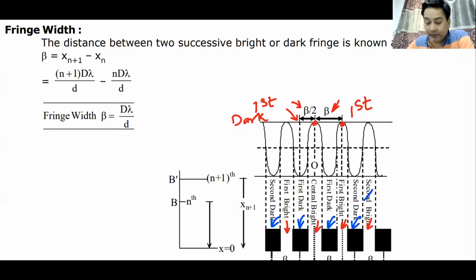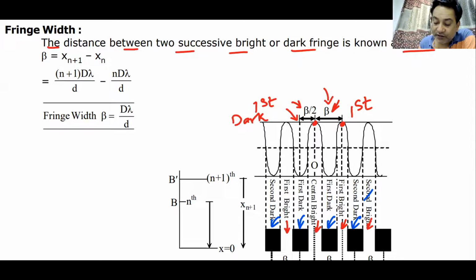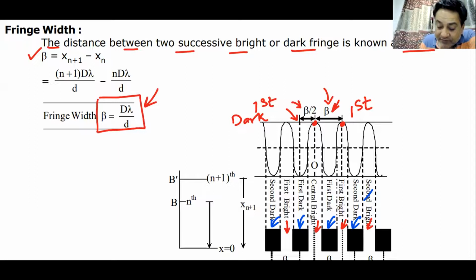Okay, then. Completed, sir. Well done, beta. Then we come to this definition. I've already explained that this is your fringe width. This is the distance between any two successive, means one after the other, bright or dark fringe, is known as fringe width. This is the formula, and you just need to remember that the fringe width beta is D lambda by d. This is the formula that you must remember.